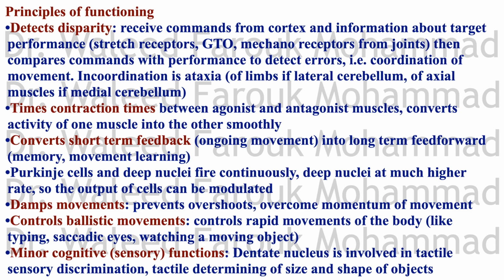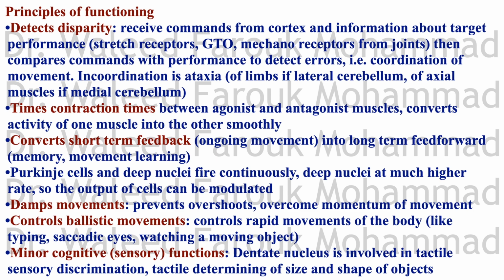Purkinje cells and deep nuclei fire continuously, the deep nuclei at a much higher rate than the Purkinje cells, so the output of cells can be modulated. It also damps movements, prevents overshoot of a movement, and overcomes the momentum of movement. This is tested by the nose-to-finger test, for example. It also controls ballistic movements, rapid movements of the body, like typing, saccadic eye movements, and watching a moving object. This is controlled by the cerebellum also.